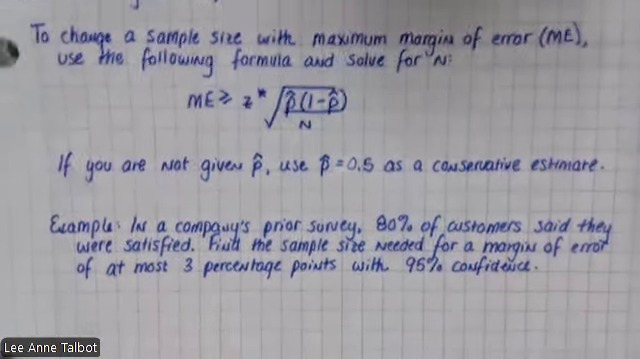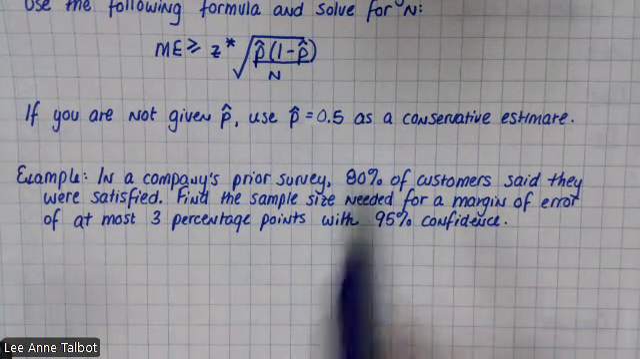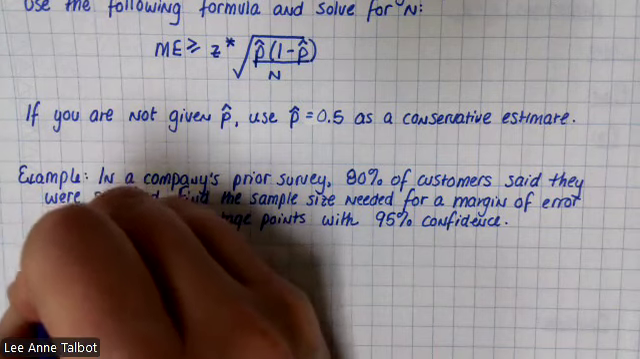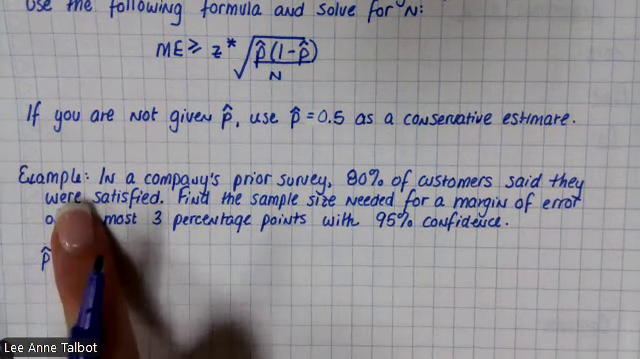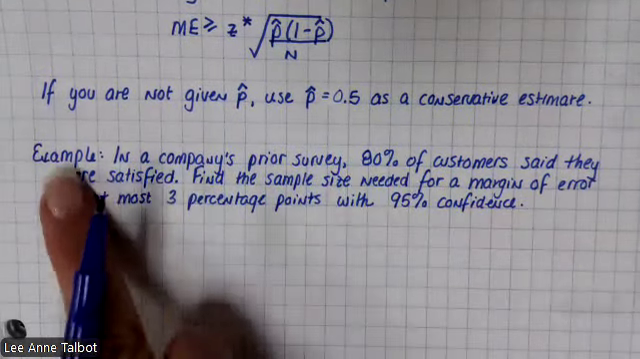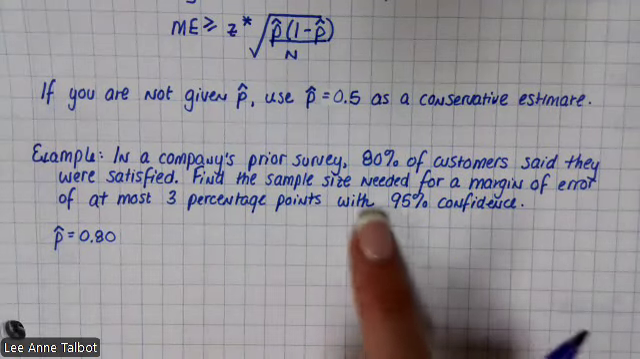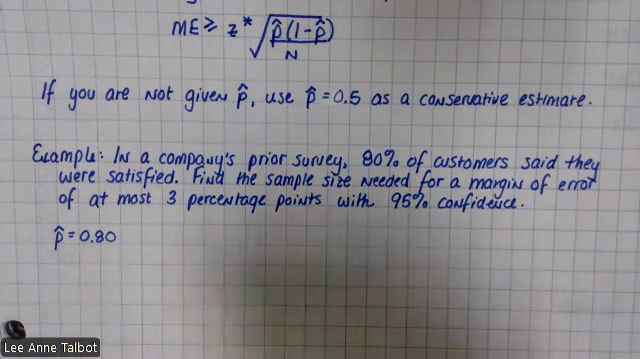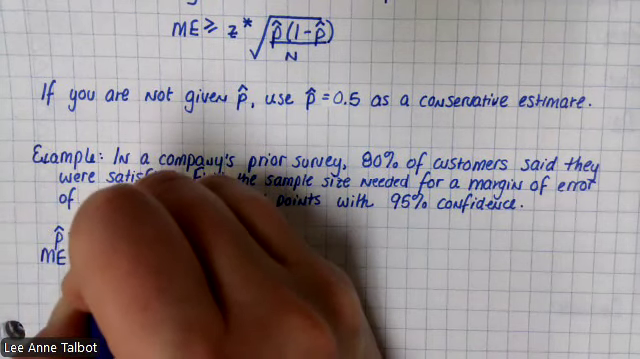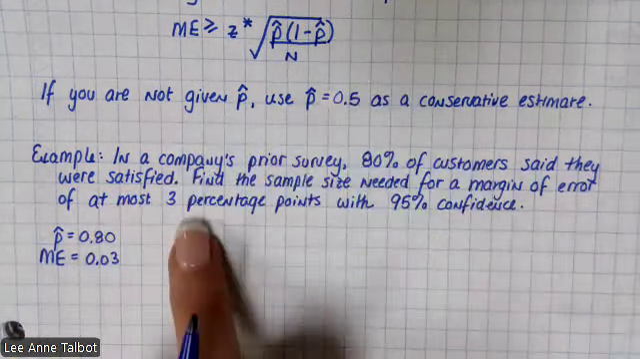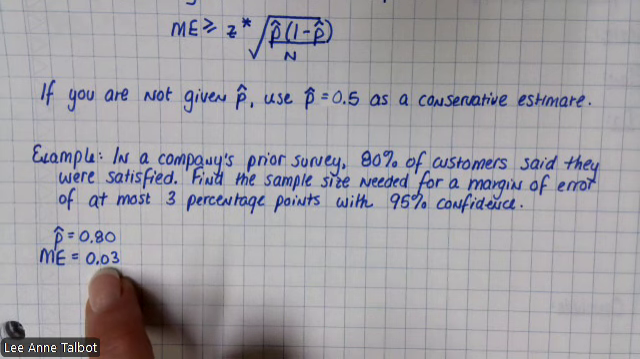In a company's prior survey, 80% of customers said they were satisfied. This is giving us some prior information. So that means that we can use P hat equals 0.80. So we're going to use that for our calculation. Find the sample size needed for a margin of error of at most 3 percentage points. So we're going to put margin of error 0.03. Make sure that when it says a single number here that you put a 0 in front.